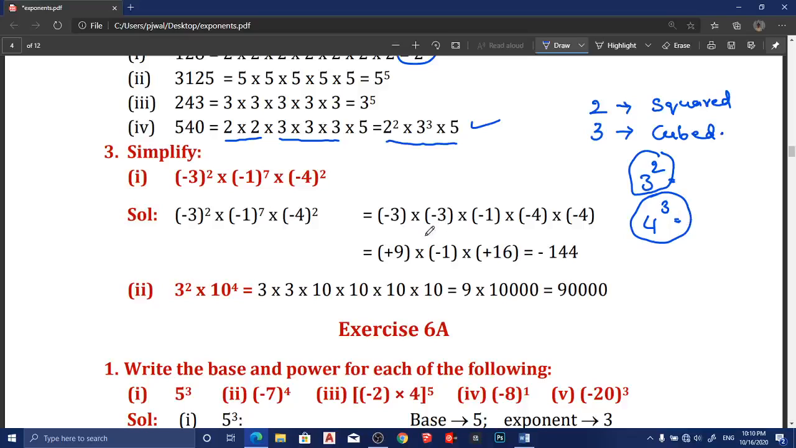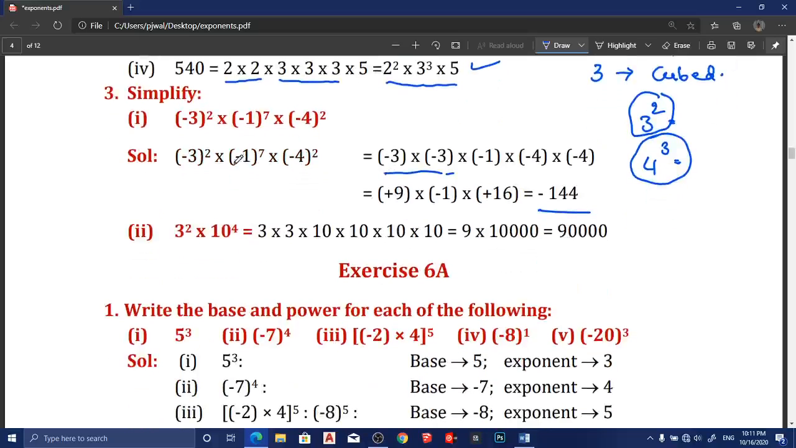Okay, next. Now you can write it as minus 3 into minus 3. Up to here you can multiply: minus into minus is plus, 3 threes are 9, into minus 1 into minus 4 fours are 16. Now you know how to multiply integers. First you multiply the signs and then you multiply the numbers. So 9 into 16 is 144, and this 144 multiplied with minus 1 gives you minus 144. This is the normal form of the given exponential form of the number.